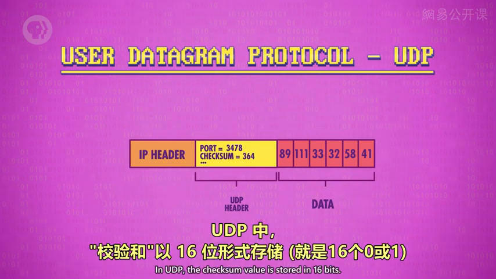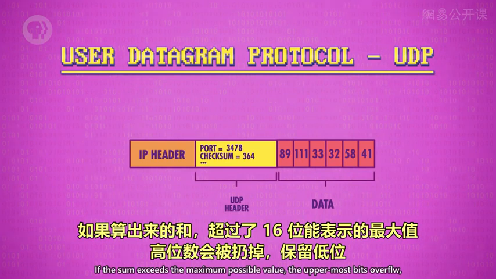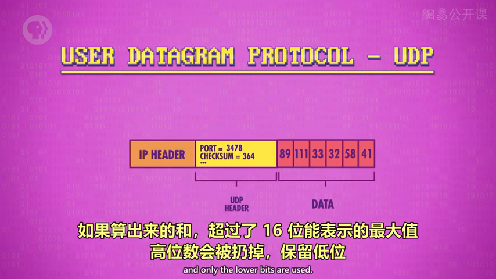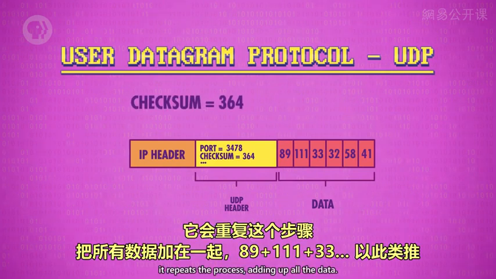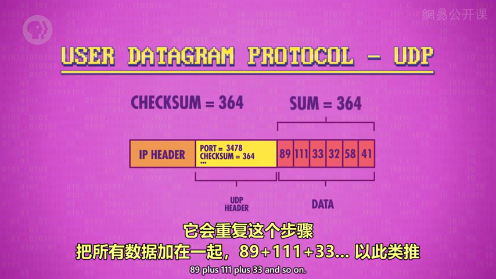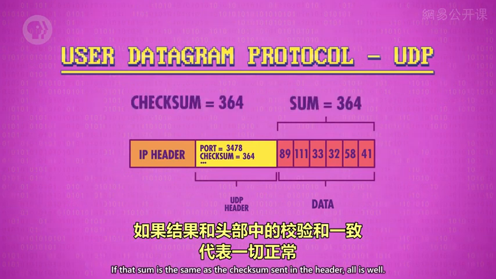In UDP, the checksum value is stored in 16 bits. If the sum exceeds the maximum possible value, the uppermost bits overflow and only the lower bits are used. Now, when the receiving computer gets this packet, it repeats the process, adding up all the data. 89 plus 111 plus 33 and so on. If that sum is the same as the checksum sent in the header, all is well.